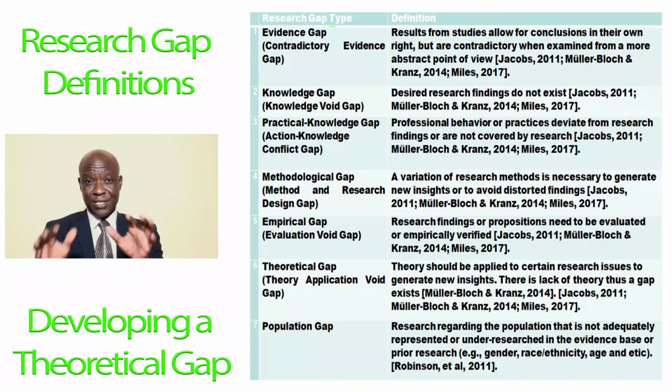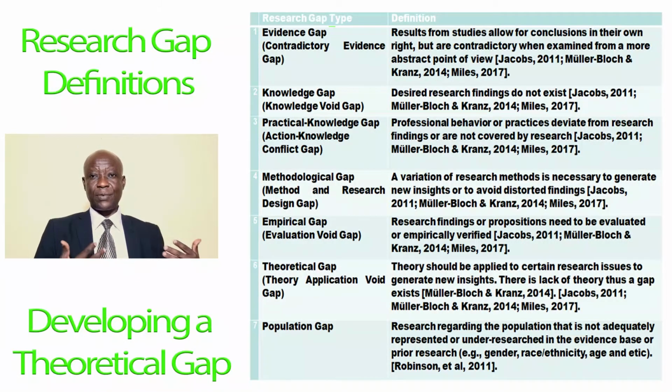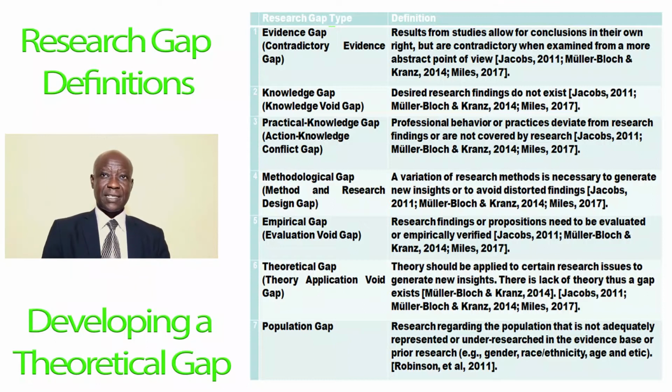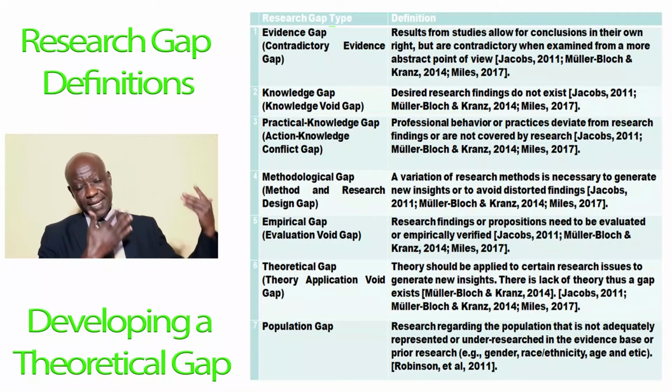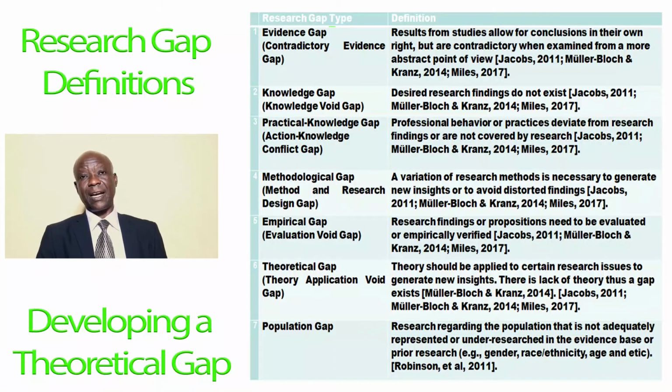And that's why, for instance, under population, I'm sure you can see this here, that research regarding the population that is not adequately represented or under-researched in the evidence base or prior research. And again, we have given you references. You can look for these journal articles. Then evidence gap, results from studies allow for conclusions in their own right, ladies and gentlemen. So again, study this table in detail. I hope you'll be able to pick a number of things that are very important.